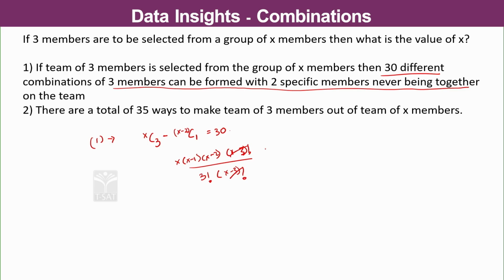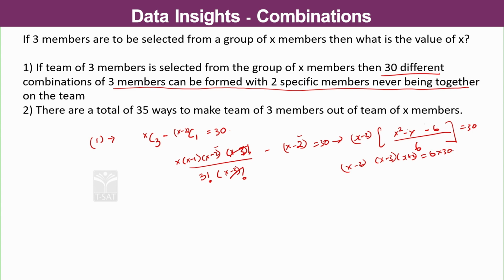This gets cancelled and you have minus X minus 2C1, which is X minus 2, equals 30, where 3 factorial is nothing but 6. By taking LCM and taking X minus 2 common, you will have X minus 2 into X into X minus 1 is X square minus X, LCM taken as 6, and here you have minus 1, so it will be minus 6, which equals 30. So, X square minus X minus 6 can be factorized as X minus 3 into X plus 2, equal to 6 into 30, which is 180.